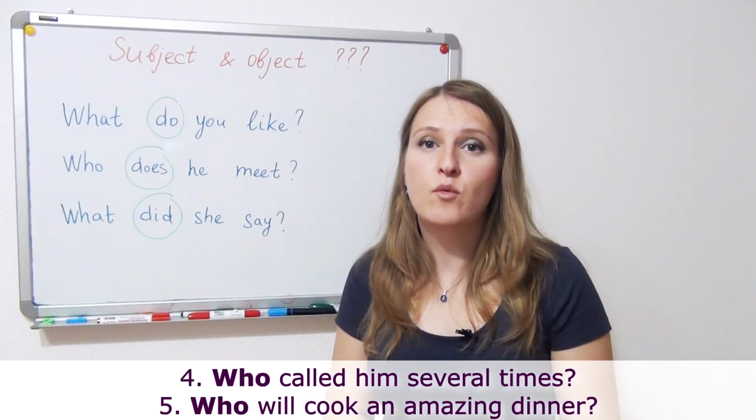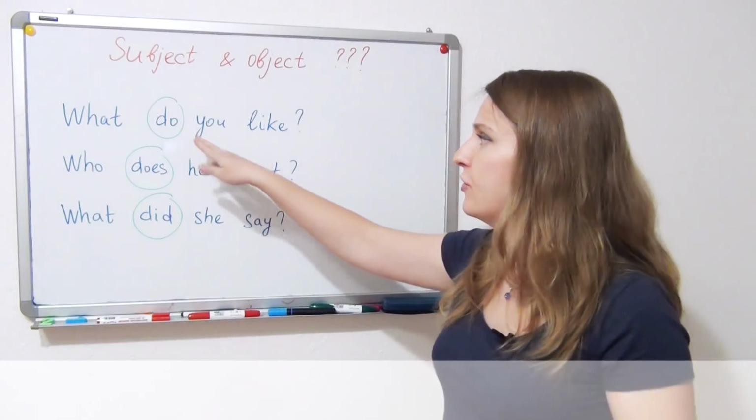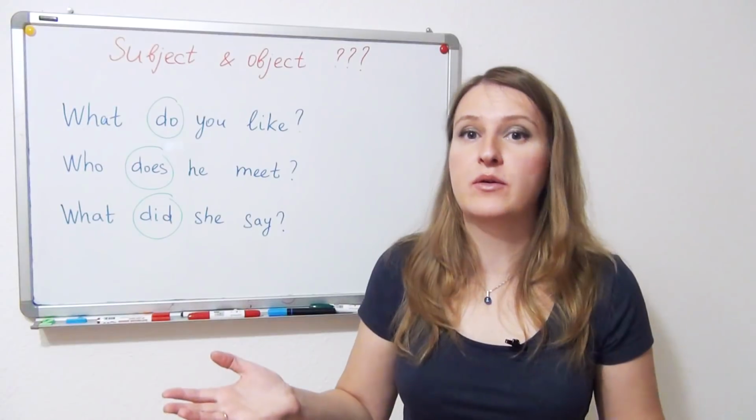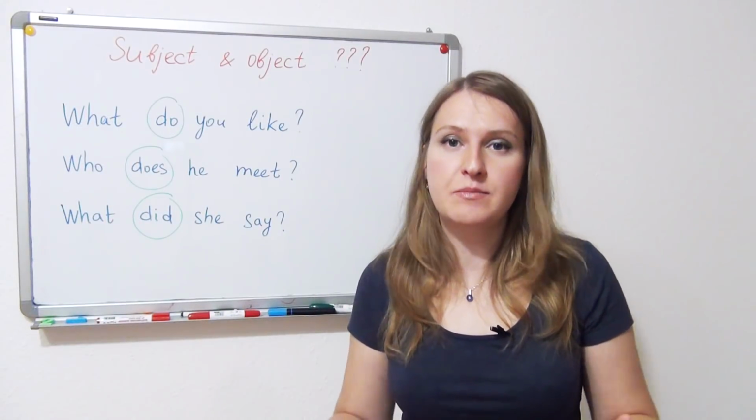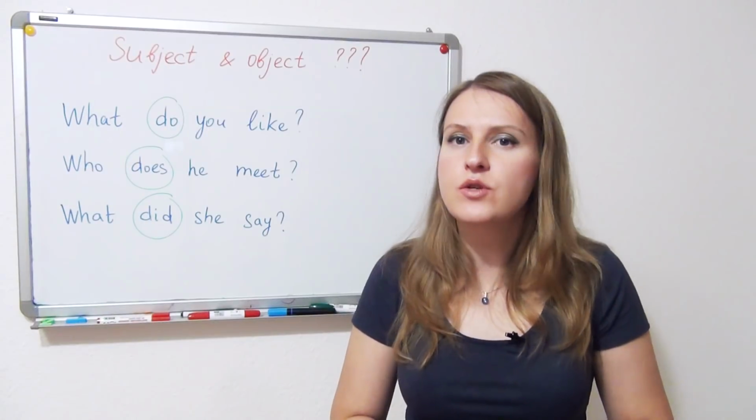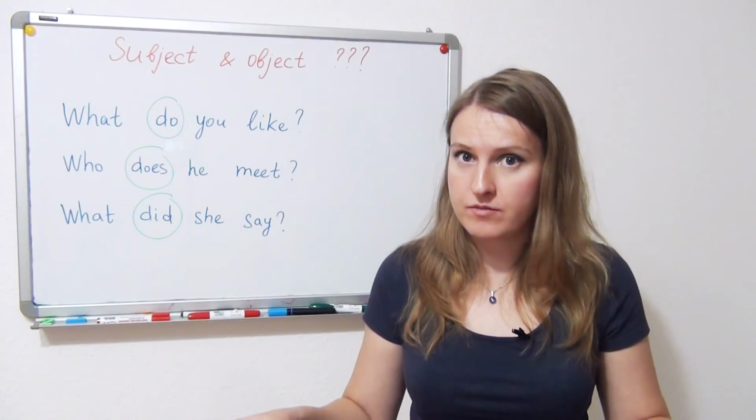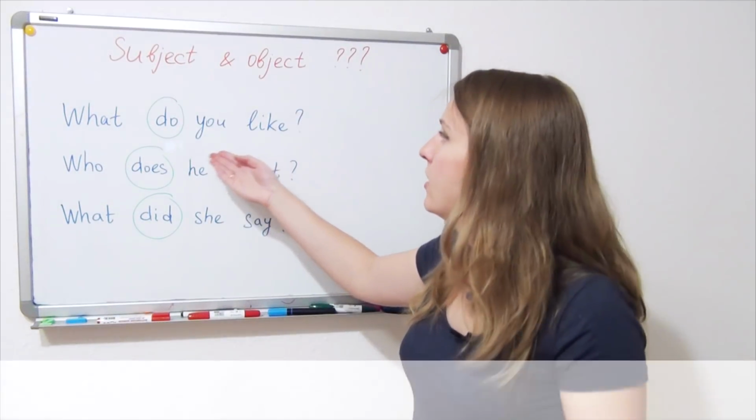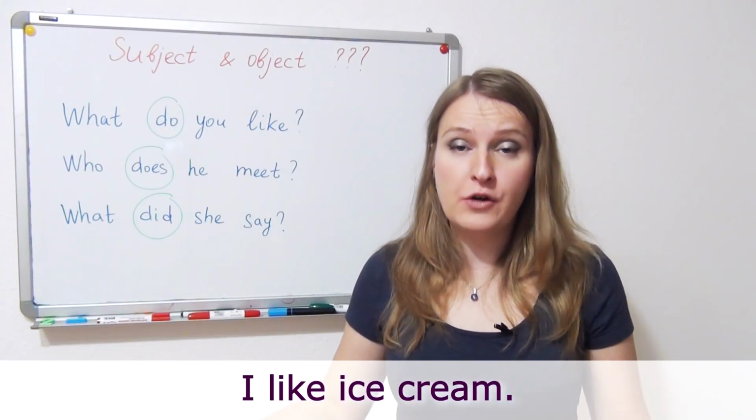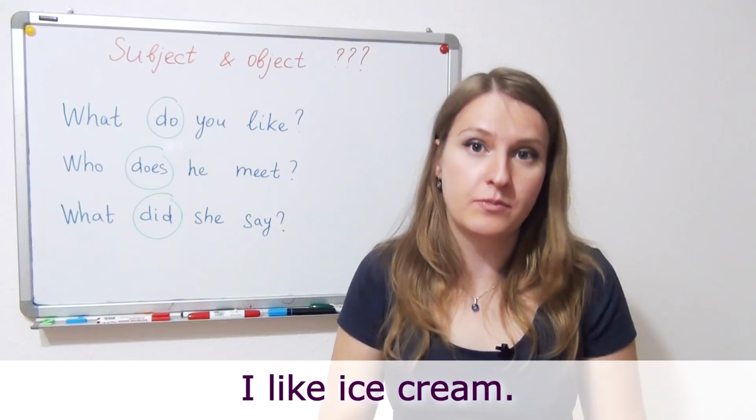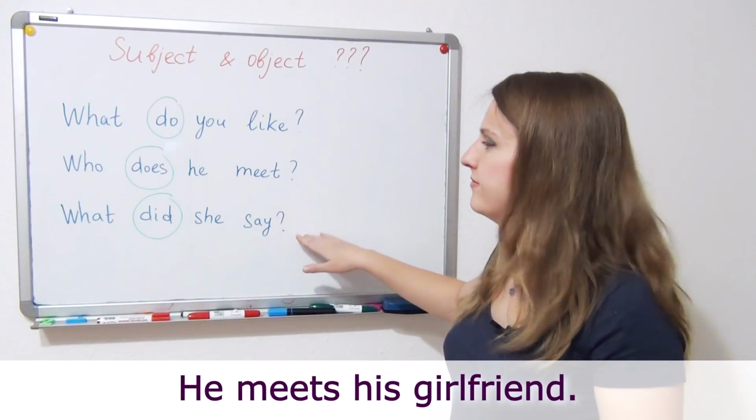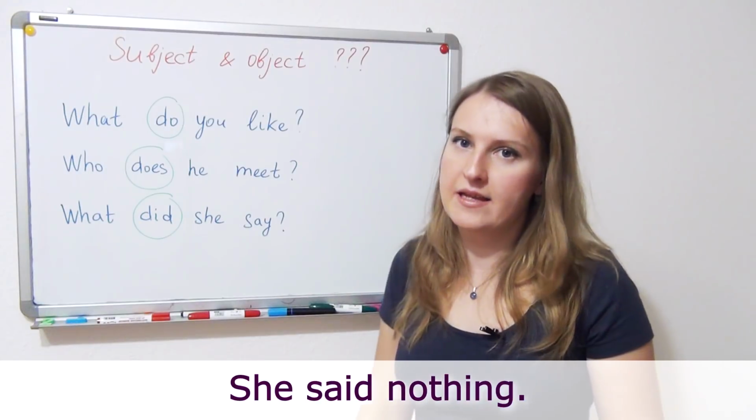And very briefly, I want to talk about the auxiliary verbs do, does, and did. What is so strange about them? Well, actually, in statements in present simple and in past simple, we do not use any auxiliary verbs. We simply say, for example, I like ice cream. No auxiliary verb. Like is the main verb. He meets his girlfriend. She said nothing.